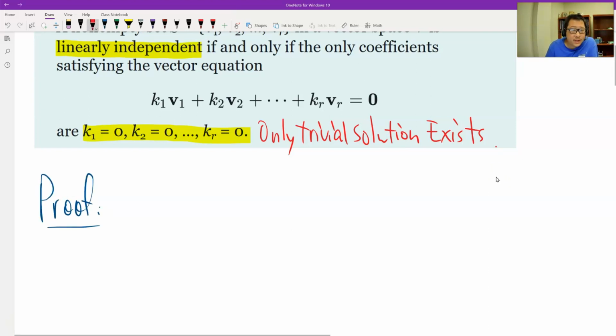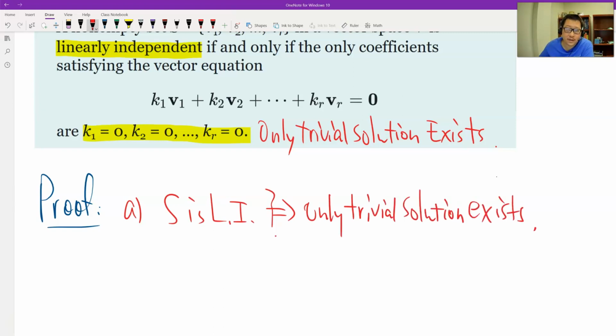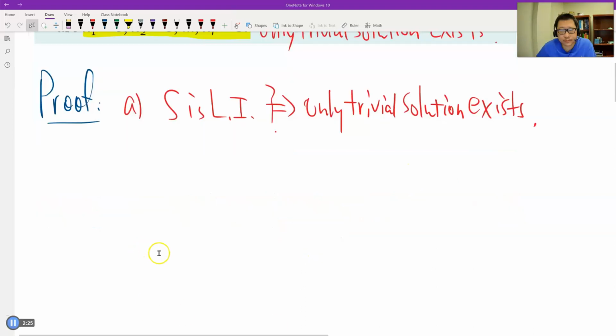Let's look at the first proof, part A. If S is linearly independent, we need to solve the system and find only the trivial solution, right? And we have to prove it. We can use proof by contradiction. If a non-trivial solution exists and we can find a contradiction, then therefore only the trivial solution exists.